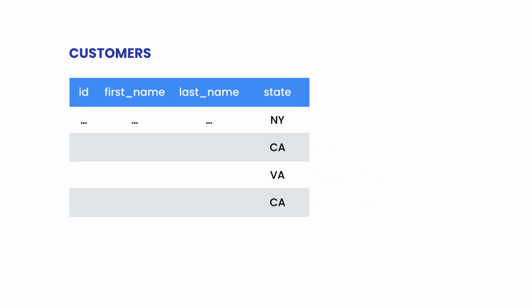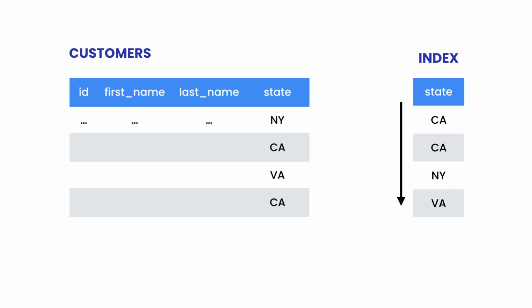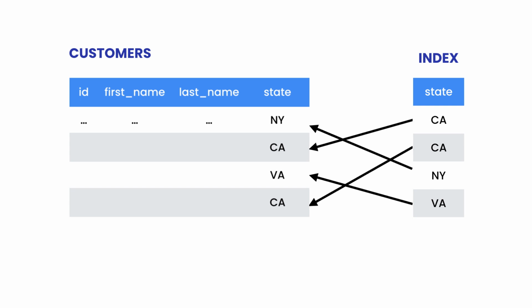We can speed up this query by creating an index on the state column, and this is like creating a directory of customers sorted by their state. In this directory, or more accurately, this index, we only have the state of our customers and references to the records in the customers table. So MySQL can quickly find the corresponding customers using this index, and then it will read those records from the table. This is way faster than scanning or reading every single record in the customers table.